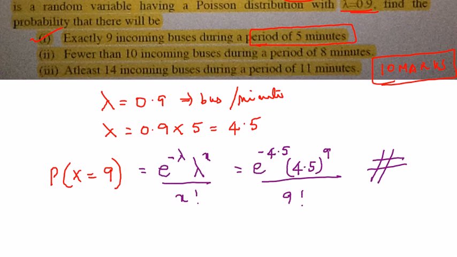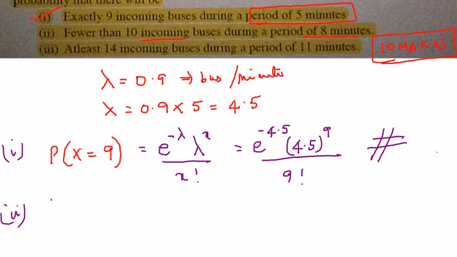Now let's do the second part, right? This is the first part, and in the second part what they are asking is lesser than 10 buses come in during a period of 8 minutes. That means they are asking you to find the probability of lesser than 10 buses, right? Fewer than 10 buses come in during a period of 8 minutes, right?